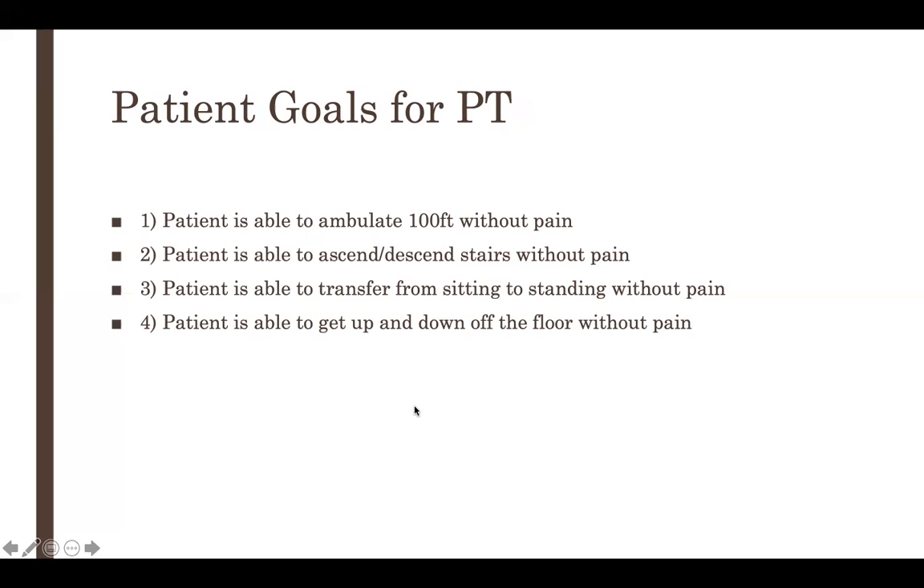Our goals for Lois included the ability to ambulate 100 feet without pain, ability to ascend and descend stairs without pain, the ability to transfer from sitting to standing without pain, and the ability to get up and down off the floor without pain. These are very basic goals, but that was the reason behind them. We wanted them to be very achievable and realistic and important to the patient as it relates to her life.